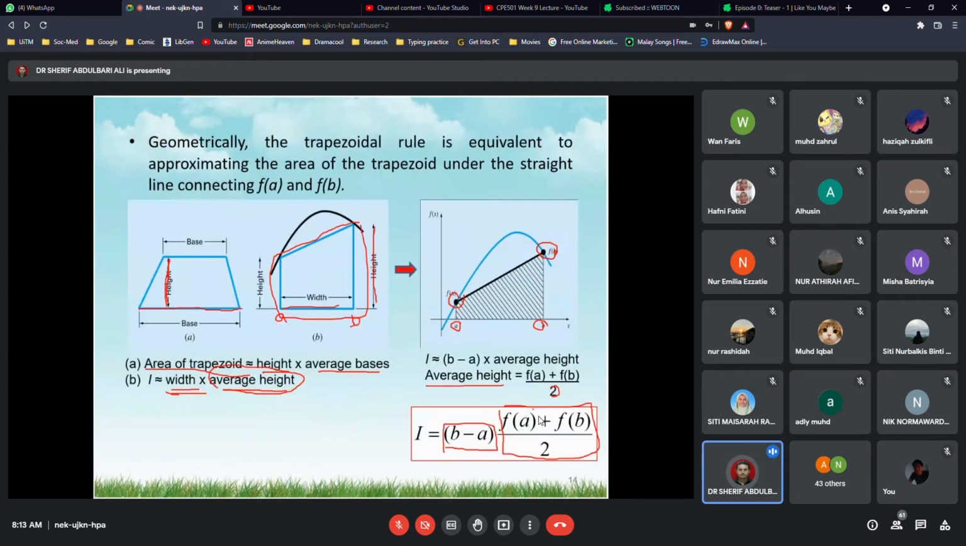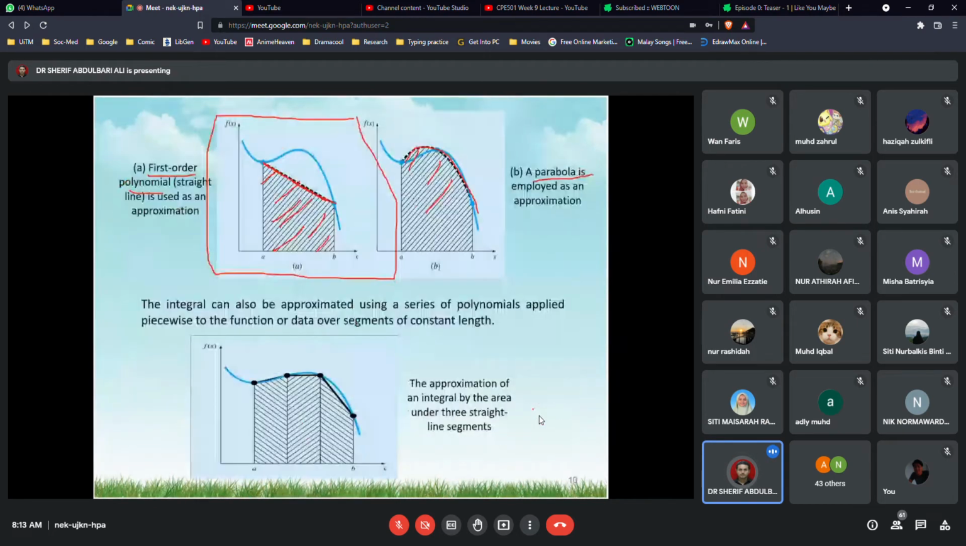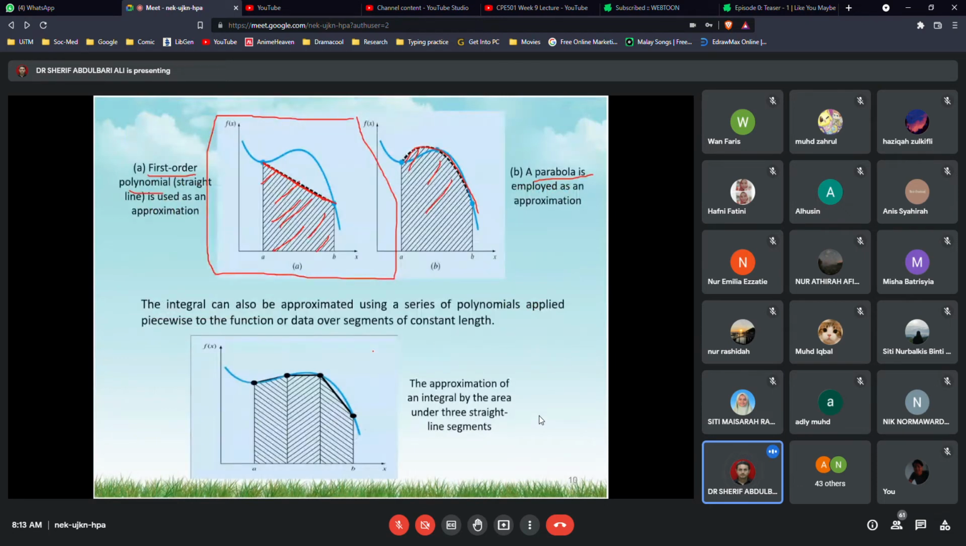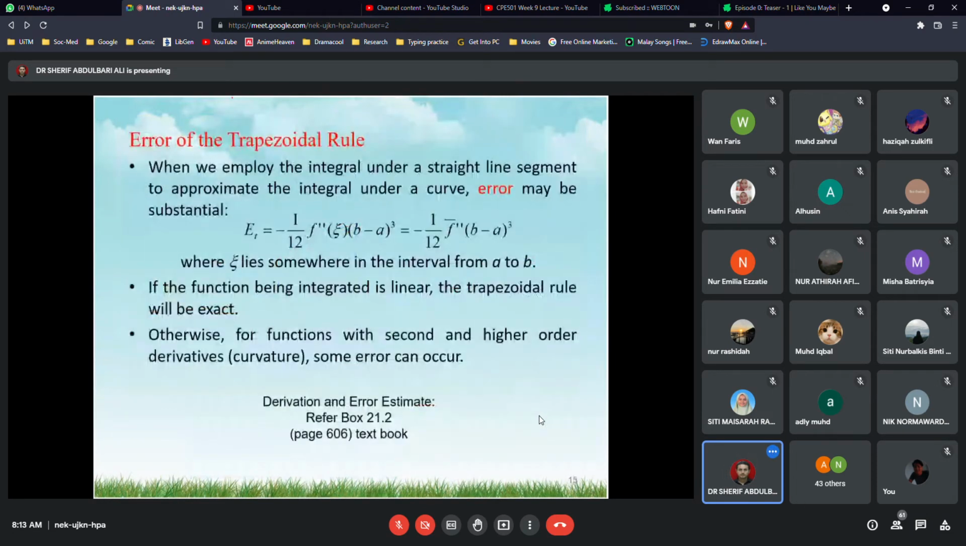Now, since we said from the beginning that we are trying to approximate, that means we need to calculate the errors. If you have the true value, you can calculate the relative error. If you don't have the true value, you need to calculate the approximate error. To calculate the error for the Newton-Cotes formulas, it's slightly different from what we learned before, because there are equations to calculate the errors. When we employ the integral under the straight line, the error is going to be substantial. The error is going to be huge.